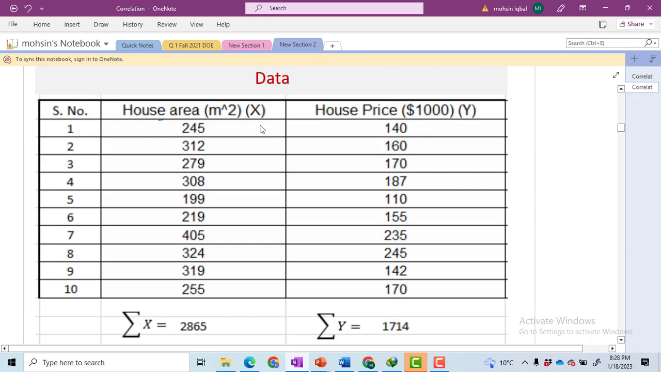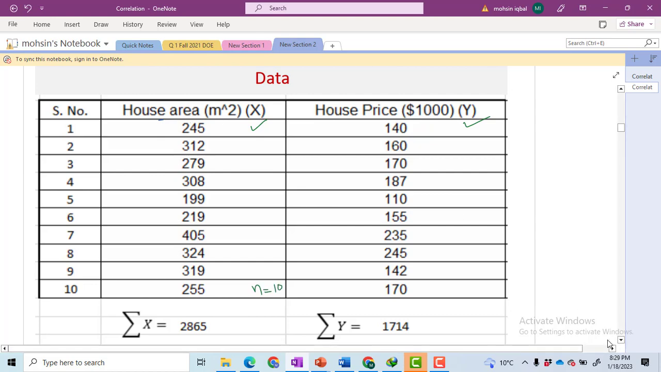One of my variables is house area, represented by X, and my second variable is house price, represented by Y. I will perform the regression analysis in the coming videos. So X is my independent variable and Y is my dependent variable. The house price depends upon the house area. We have 10 observations, and N is equal to 10.